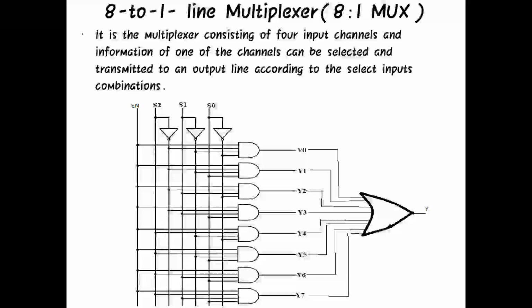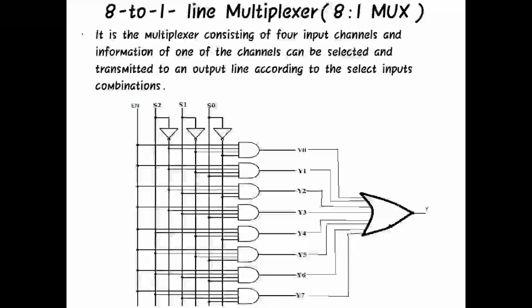The connections here are, if you notice the first AND gate, one input is connected, no doubt. Next is S0 is 0, that is I have taken connection from 0. S1 is also 0, S2 is also 0. All are 0, 0, 0.